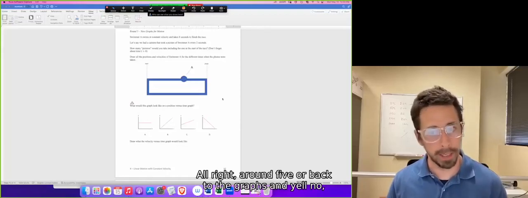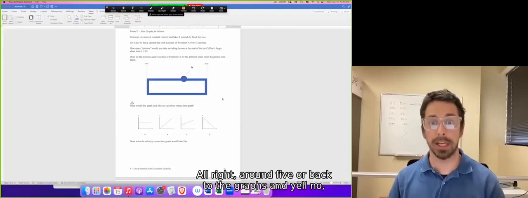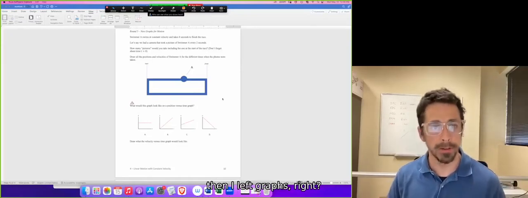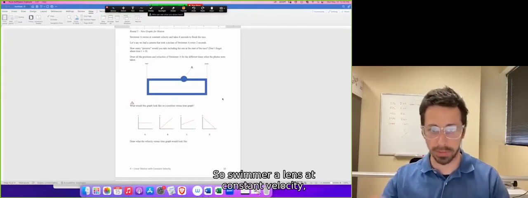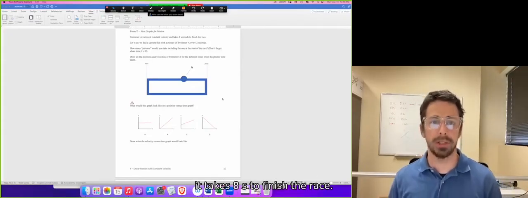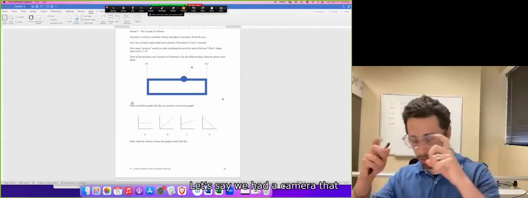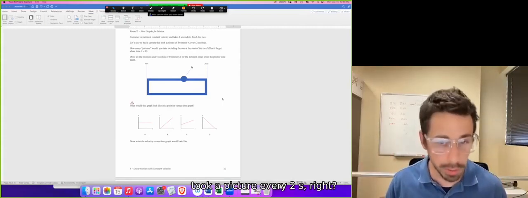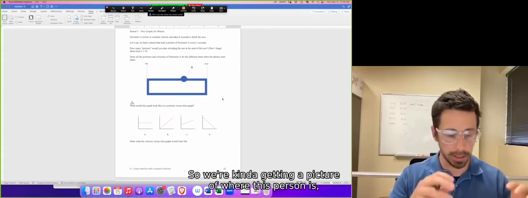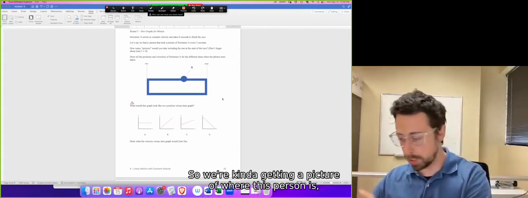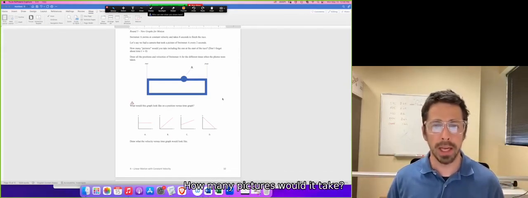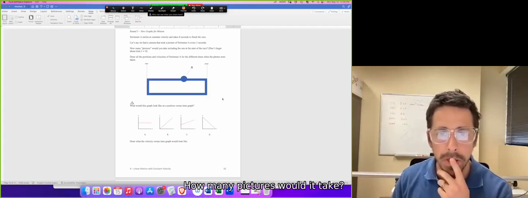All right, round 5, we're back to the graphs, and y'all know that I love graphs, right? So swimmer A swims at constant velocity, takes 8 seconds to finish the race. Let's say we had a camera that took a picture every 2 seconds, right? So we're kind of getting a picture of where this person is with still frames, right? How many pictures would it take, right?